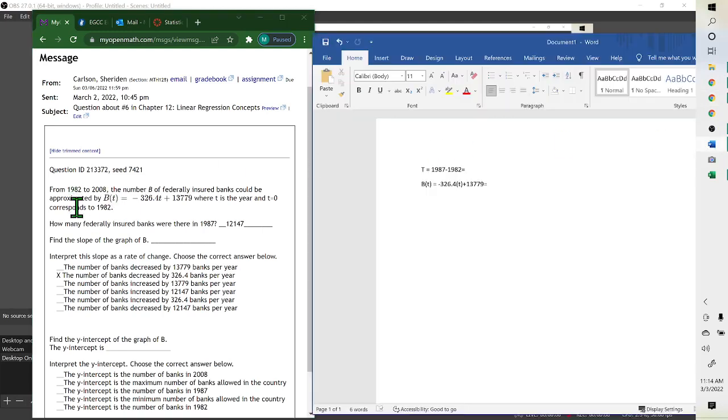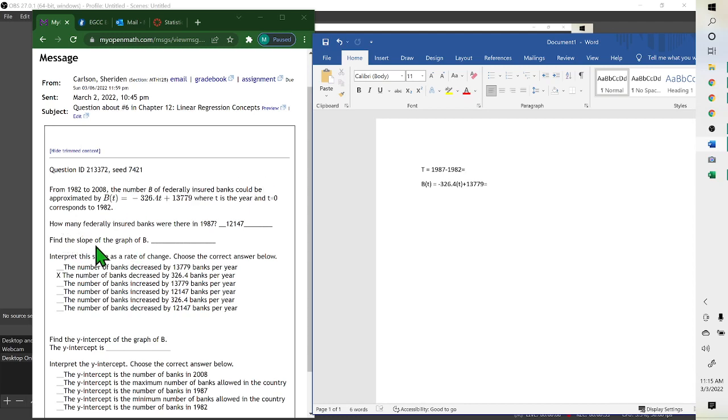For this problem, we're going from 1982 to 2008. And the number B of federally insured banks could be approximated by B of T equals this equation where T is the year and T equals 0 corresponds to 1982. So that means the number of years is the years after 1982.